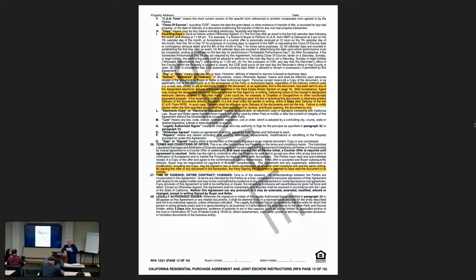For example, if a notice to buyer to perform is delivered at 3 p.m. on the 7th calendar day of the month, or acceptance of a counteroffer is personally received at 12 noon on the 7th calendar day of the month, then the 7th is day 0 for purposes of counting days to respond to the notice to buyer to perform, or calculating the close of escrow date, or contingent removal dates. And the 8th of the month is day 1 for those same purposes.